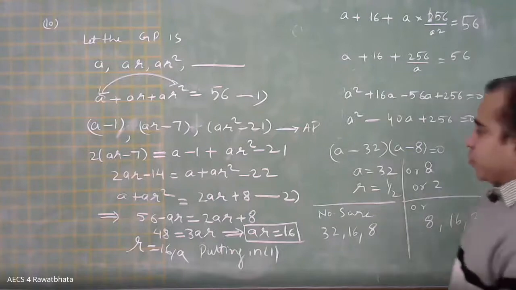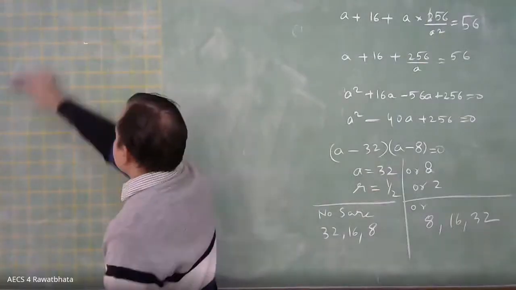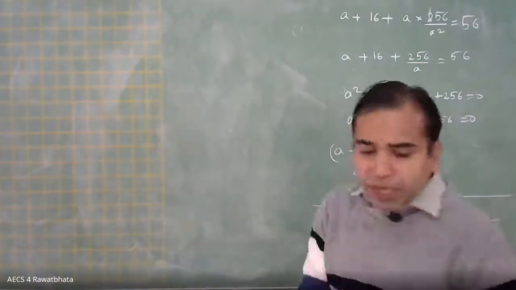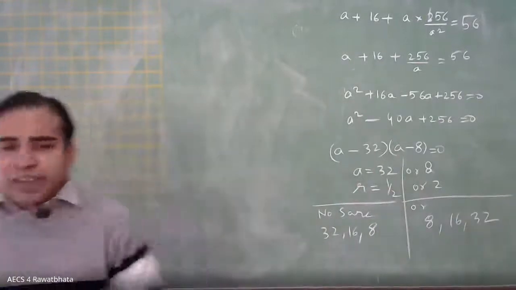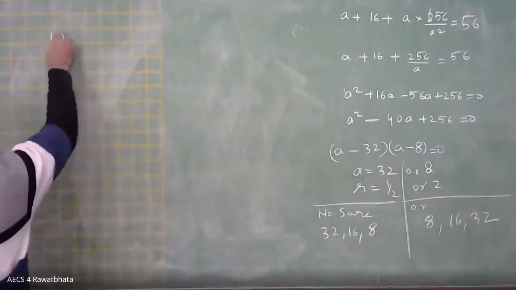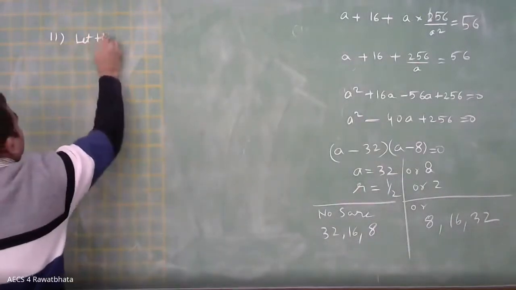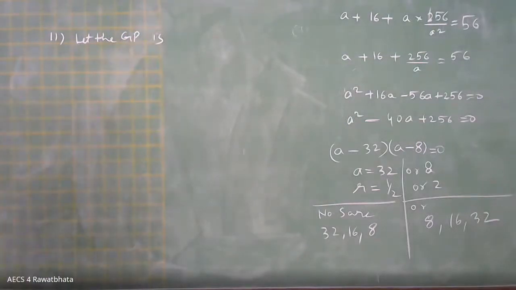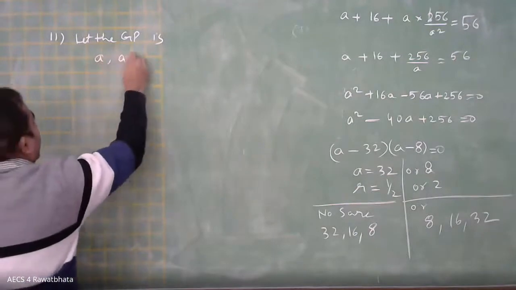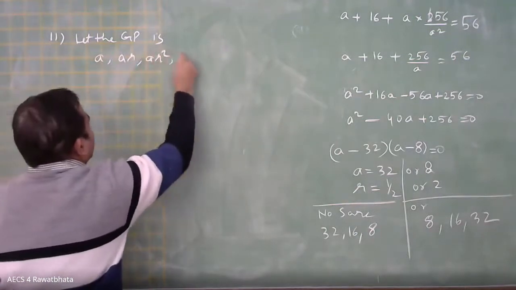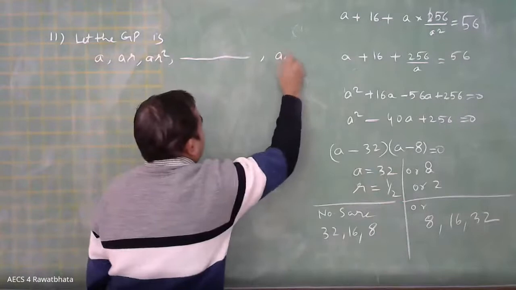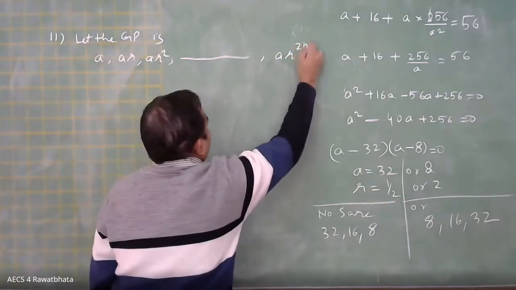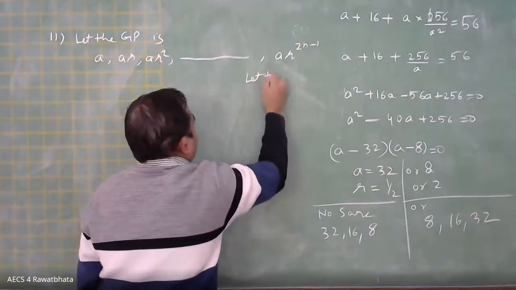Please read the 11th question. A GP consists of an even number of terms. Let me assume the GP first. Even means how to assume? Let the GP be A, AR, AR square, and so on. Even means instead of n, let us write AR to power 2n minus 1. Let there be 2n terms.